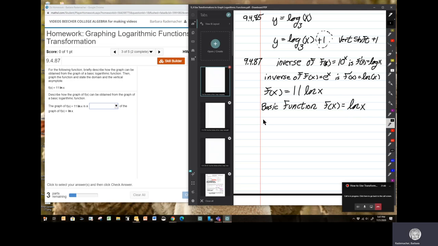So what's happening to it? The new function is 11 times the ln of x. Now you have a number here that's greater than 1. 11's greater than 1, right? Usually. I'm being sarcastic. 11 is definitely greater than 1, which means it's the vertical stretch. So we're going to have a vertical stretch.